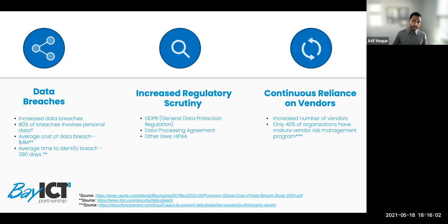And then the third piece here is the continuous reliance on vendors. We are seeing an increased number of vendors over the past several years. Even at LinkedIn, from the time I started, we have seen over 200% increase in the number of vendors. That's quite a bit. And the other point here is that only 40% of organizations have a mature vendor risk management program, which is unfortunately concerning, and another reason why we need to invest further in building vendor security programs.